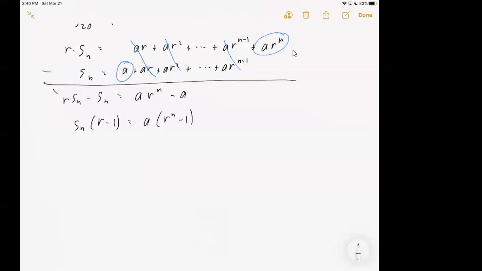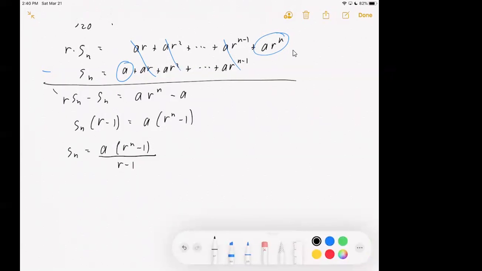So what is the sum? The partial sum will end up being a times r to the n minus 1 over r minus 1. And I like this version of it if r is bigger than 1. Okay, so let me write nice when r is greater than 1.